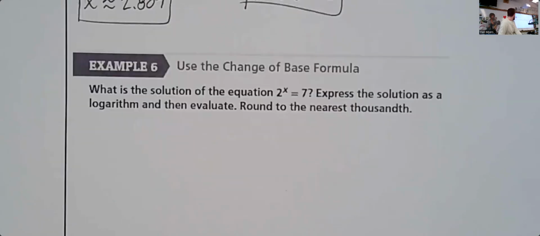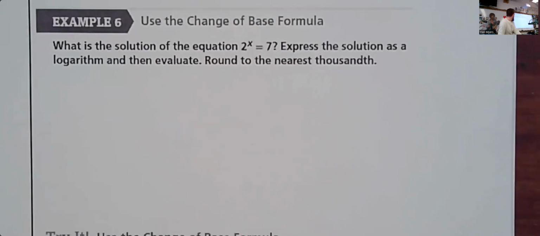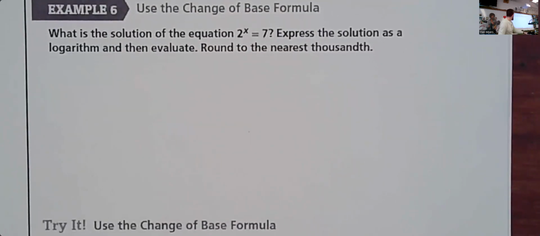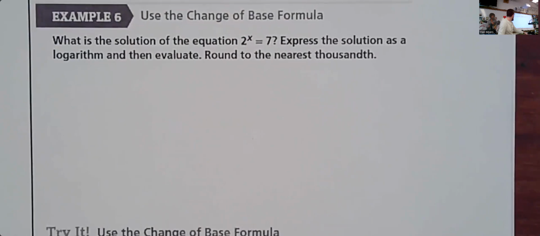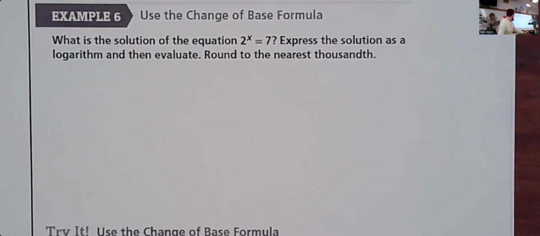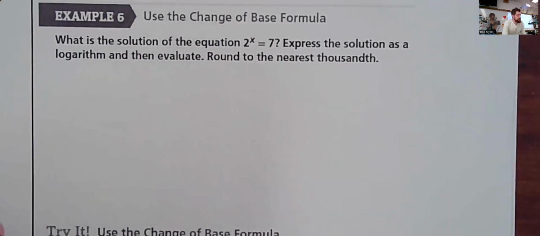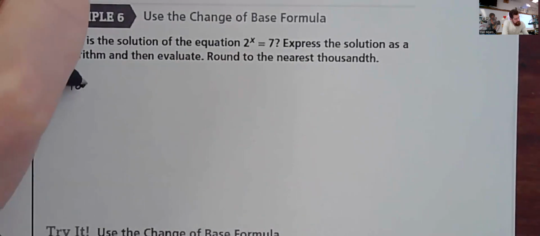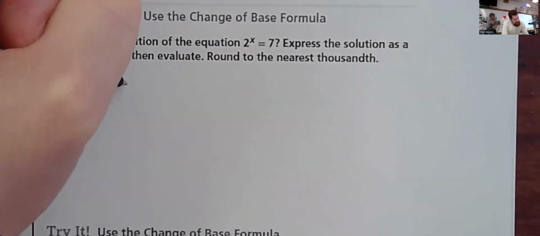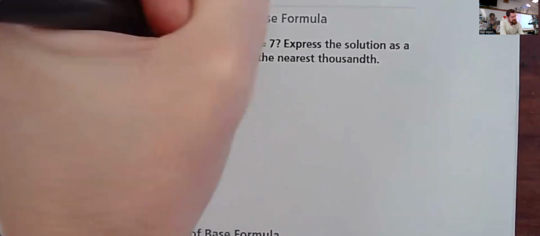So what is the solution for the equation 2 to the x equals 7? Express the solution as a logarithm, then evaluate and round to the nearest 1,000. So as a logarithm, what does this look like? Okay. Log base 2 of 7 equals x. And it says, use the change of base formula.